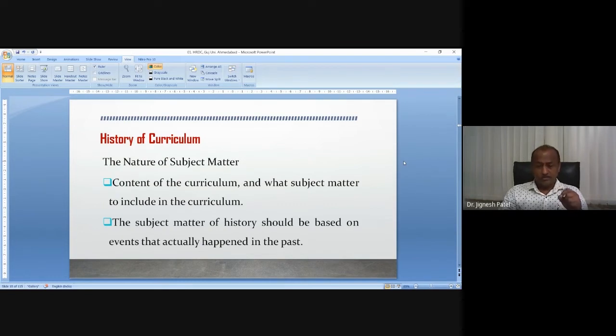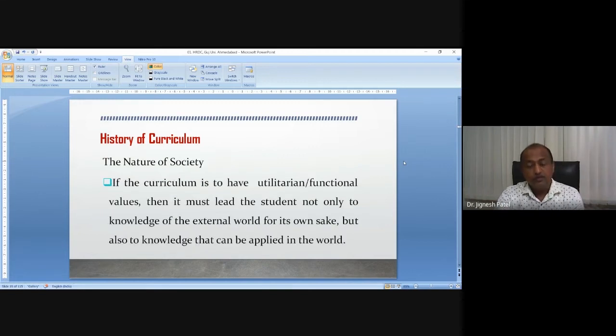The nature of the subject shows that the content of the curriculum, and what subject matter is to be included in it, is very important. The subject matter of history should be based on events that actually happened in the past. So while thinking about the subject matter, we have to take as a base our ancient or holy books, even the history, even the past, and that should be included in the curriculum. We also have to think about the nature of the society.